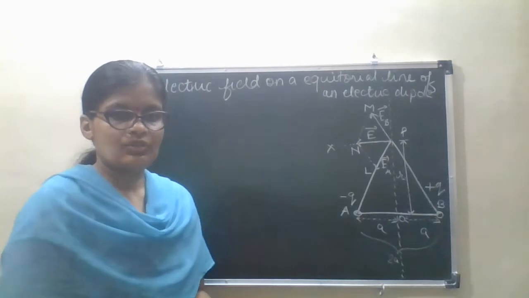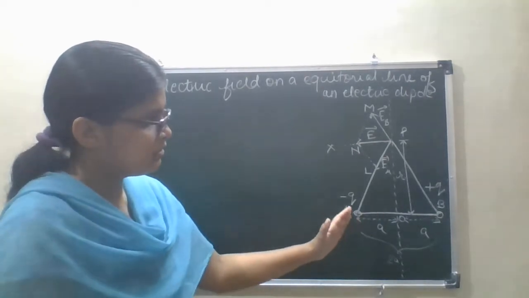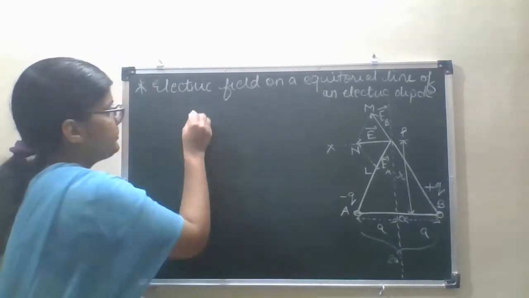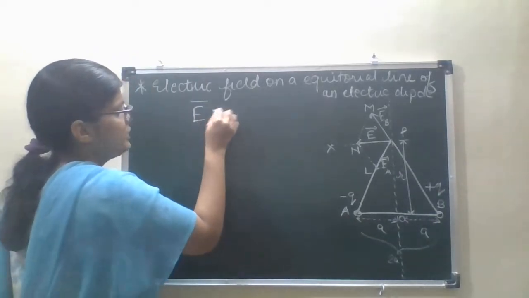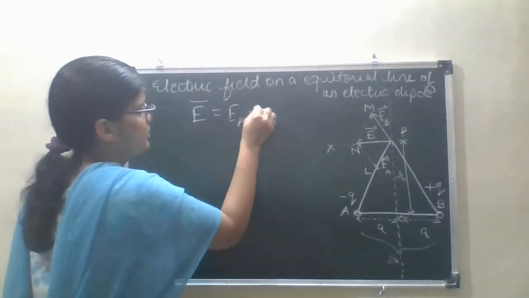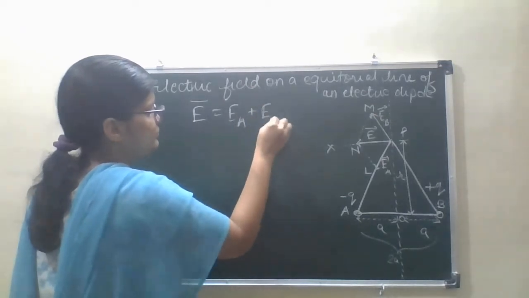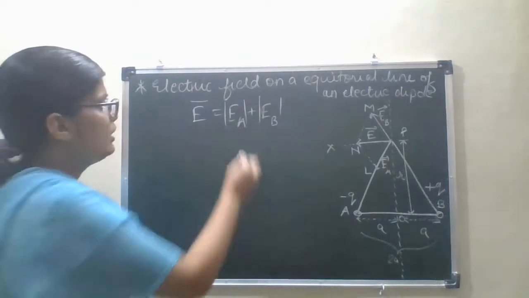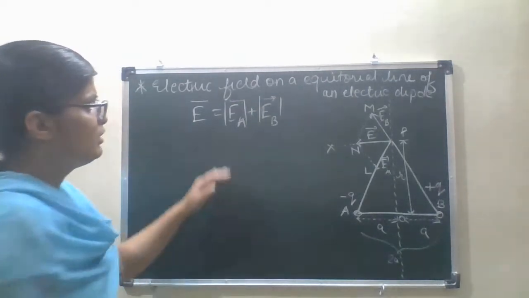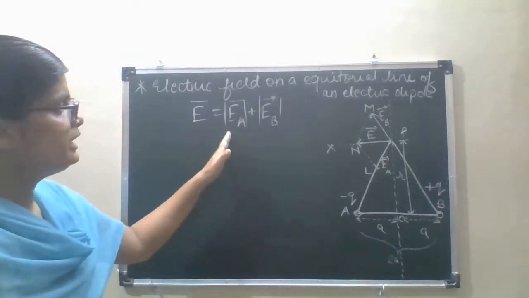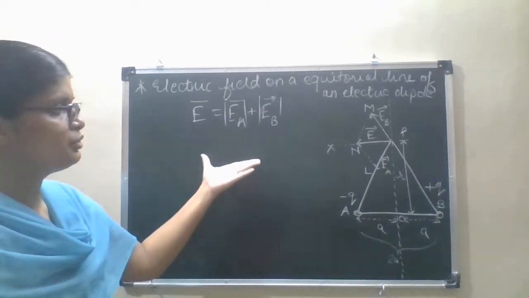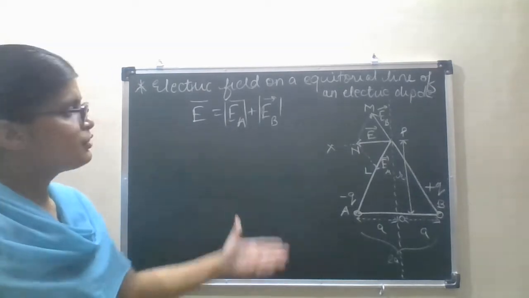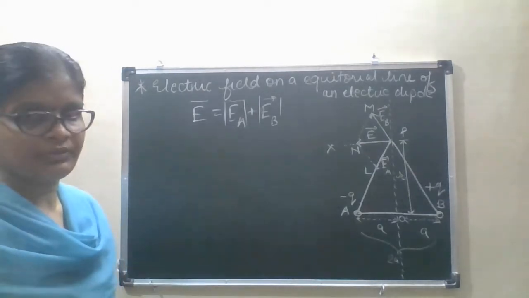As the distances of A and B are equal, we can indirectly say that the electric field E bar is equal to EA plus EB. If we try to be more correct, then we will take the mod of EA and EB. Why can we say that EA and EB have the same magnitude? Because both have the same distance from the dipole. Okay, so now substitute the values in the equation of electric field.